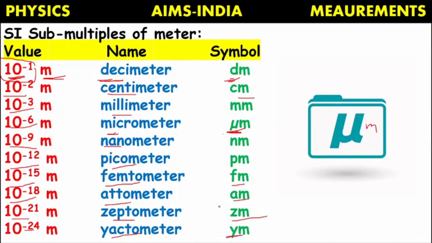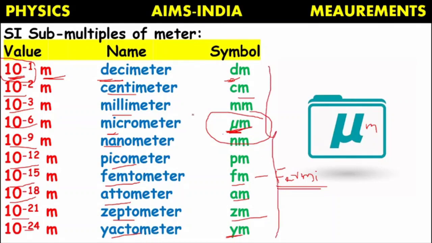yoctometer, ym. Here this femtometer is also termed as Fermi, F-E-R-M-I. So here the micrometer has the special symbol mu m, and the femtometer is also termed as Fermi. For all the remaining symbols, the starting letter is a small letter and the second letter is also a small letter only. So these are the submultiples. These 10 are the most commonly used submultiples.